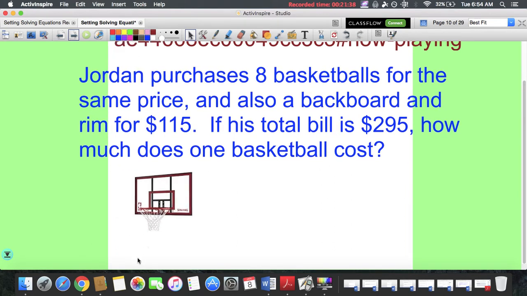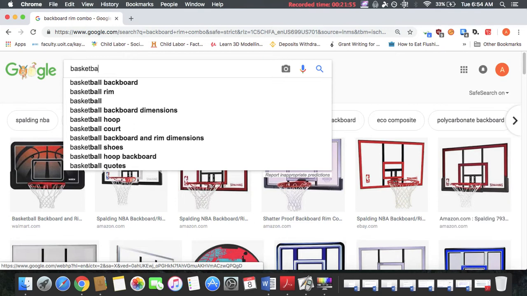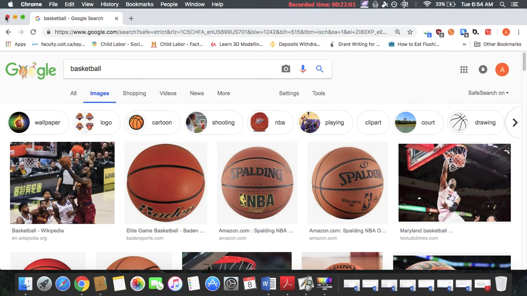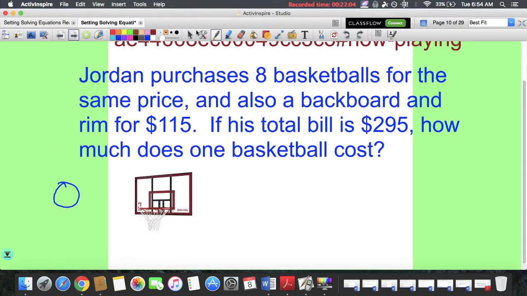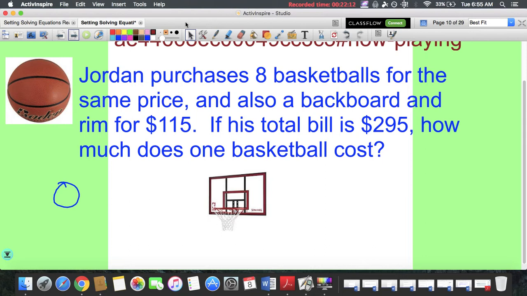So here is, and he's going to buy a basketball. Right, so Jordan is going to buy basketballs. Maybe that's not the best. Let me get a basketball for you. There we go. Copy. So paste. So here's a basketball. So how many basketballs? So I'm going to just put that over here. So he's going to buy 8 basketballs. 8 of this. 1, 2, 3, 4, 5, 6, 7, 8.